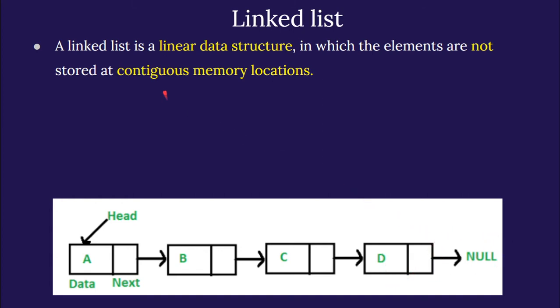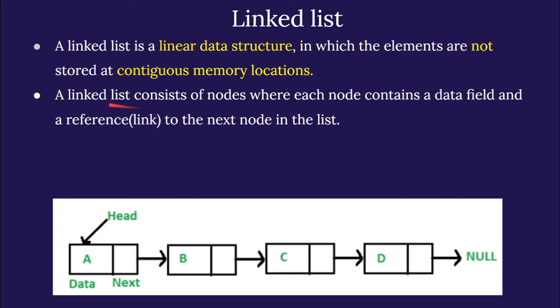A linked list is a linear data structure in which the elements are not stored at contiguous memory locations. That means the elements are not in continuous positions. Wherever memory space is available, the data will be scattered in the memory, and they are followed using the pointers. A linked list consists of nodes where each node contains a data field and a reference link to the next node in the list.